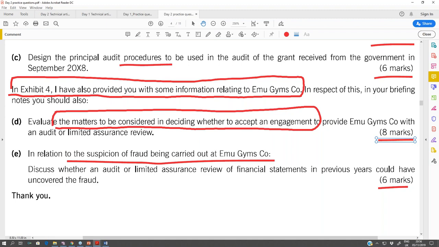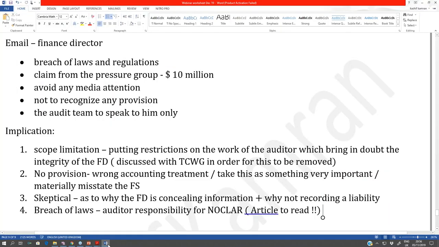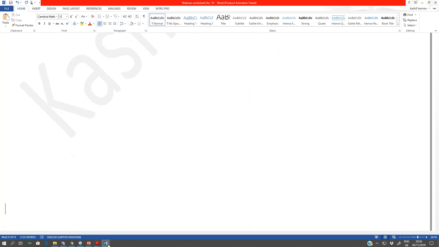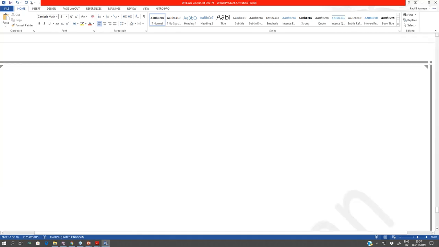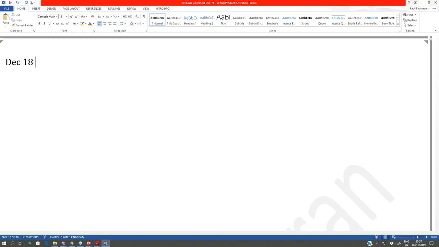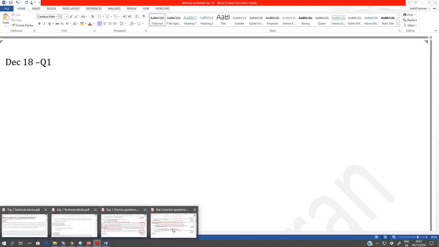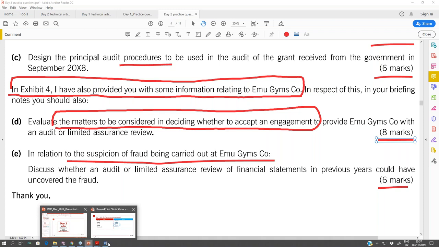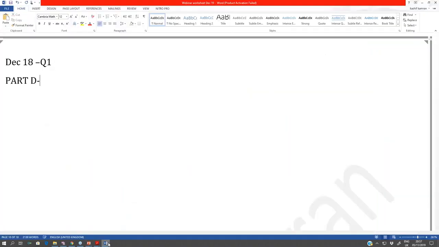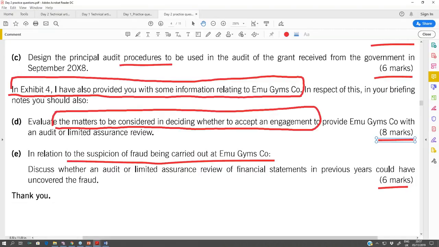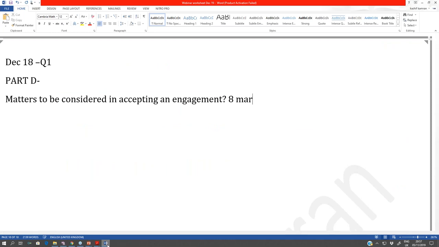8 marks. Now let's prepare this answer for the December 18 exam. December 18, question number 1, we're looking into parts D and E. When we look at part D, focus on matters to be considered in accepting an engagement. Whenever you accept an engagement, there are some specific matters which you need to focus on, and they are given in the examiner's article, which I recommended to you yesterday.